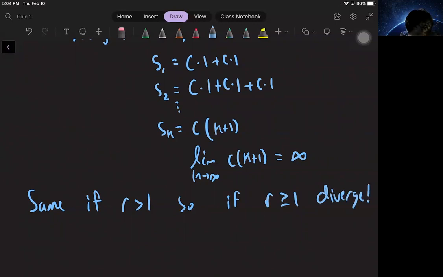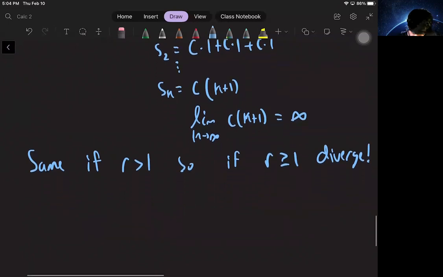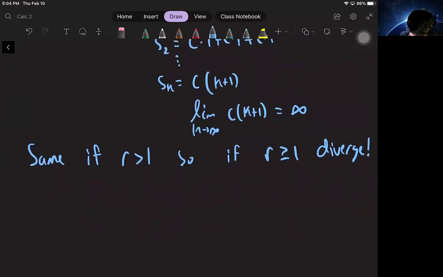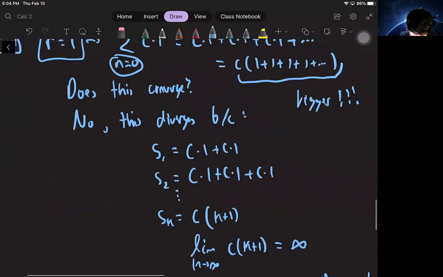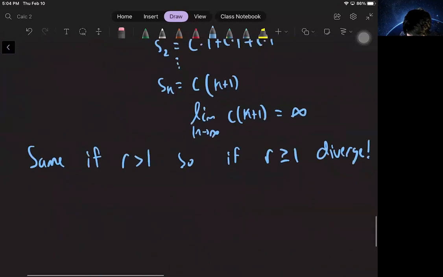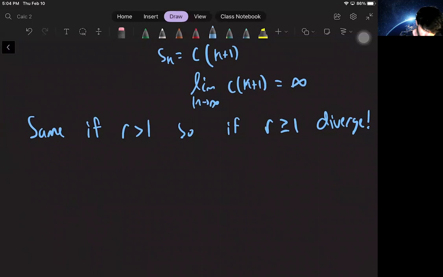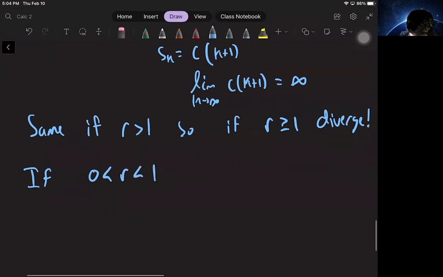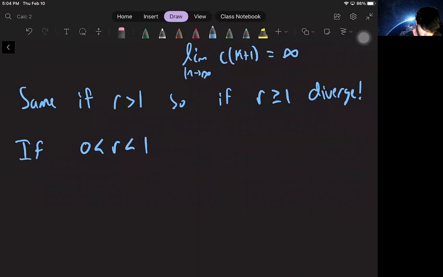So we figured out some answers. What about if r is less than 1? Let's think about that next, because 1/2, that was great. That one made it converge. So maybe other things less than 1 would also be good. So let's think about being between 0 and 1. Well, then this all looks the same.